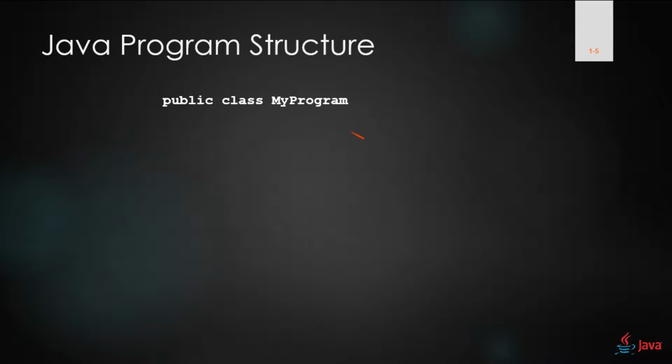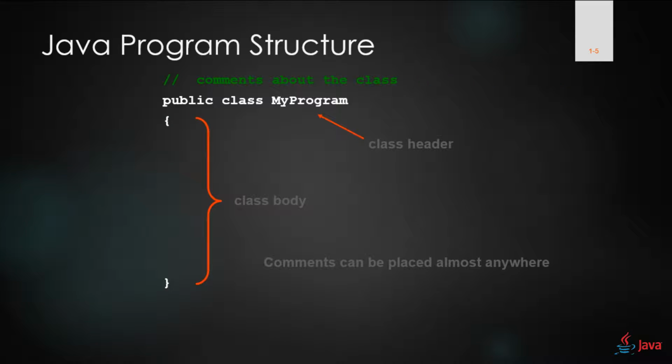In more technical terms, the public class, my program, or the first class here, has two curly braces, opening and closing. Whatever you write in those curly braces is called the class body, whereas the public class and whatever name you put is going to be the class header. And inside here you can put comments anywhere. We're going to learn about comments.